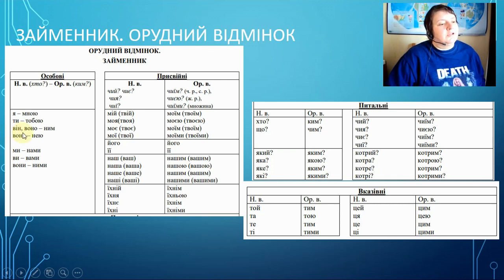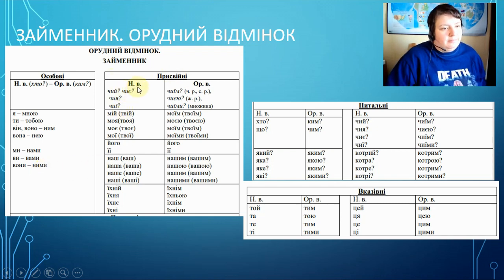Він, he, воно, it, the same form: ним, with the help of him. Вона, she, нею, with the help of her. Ми, we, with the help of us, нами. Ви, you, with the help of you, вами. Вони, they, with the help of them, ними.